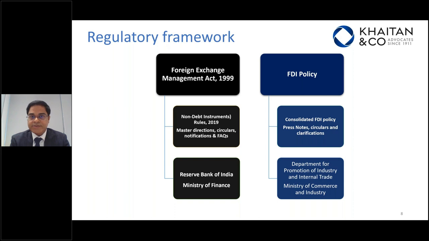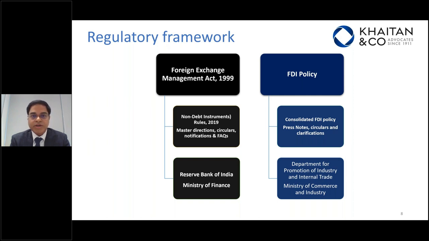So the Foreign Exchange Management Act, as well as the Foreign Direct Investment Policy, together govern any investments in India where either foreign exchange is involved or where any specific clarification is required with respect to a transaction where a foreign investor is investing into India. Now, under the Foreign Exchange Management Act, the Ministry of Finance has also laid down certain rules and regulations. And in addition to that, the Reserve Bank of India has also issued master directions, master circulars, as well as FAQs. So all of this combined would be referred to whenever an investor is looking to invest into India.